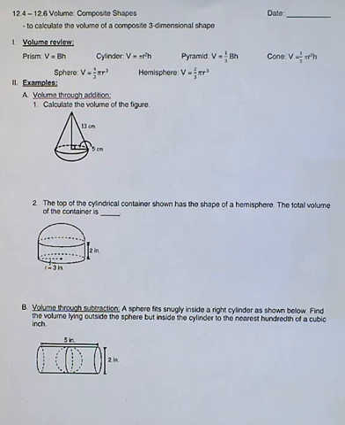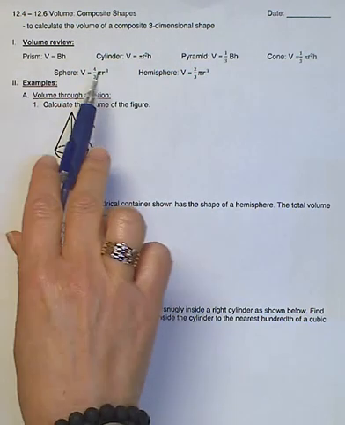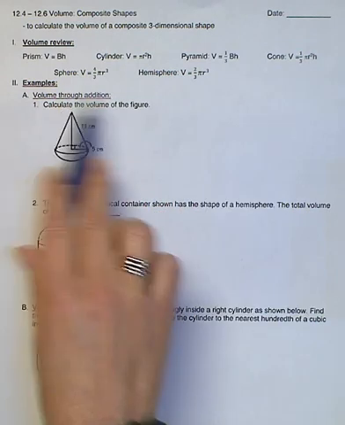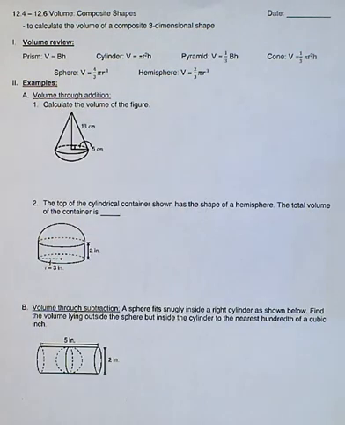We're going to look at how volumes work if you make a composite picture. You add two shapes together or you subtract them off. So we're going to calculate the volume of a composite three-dimensional shape, and our three-dimensional shapes are prism, cylinder, pyramid, cone, sphere, or hemisphere. And we could be putting any of those together.